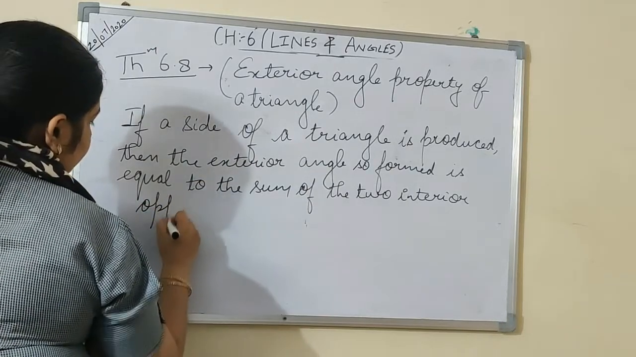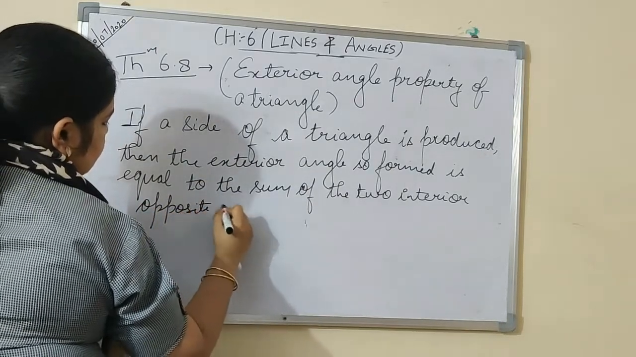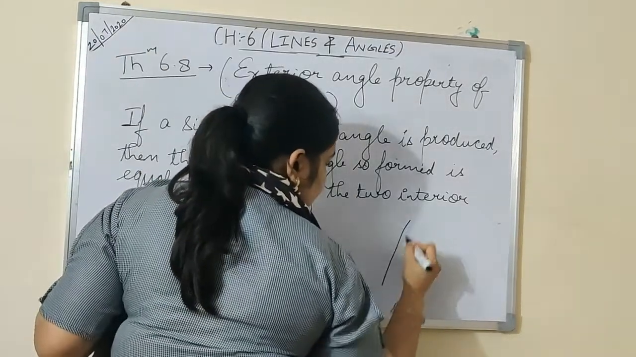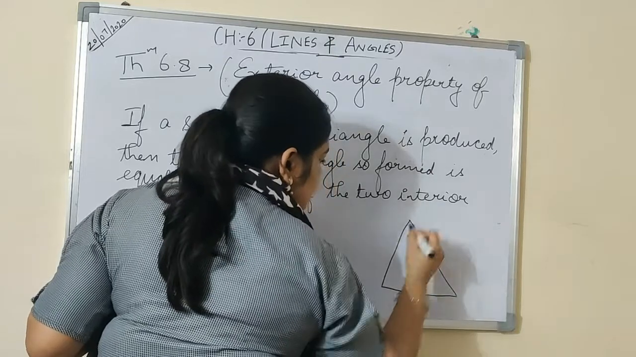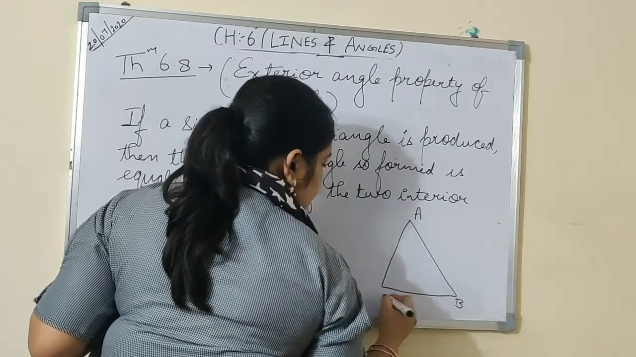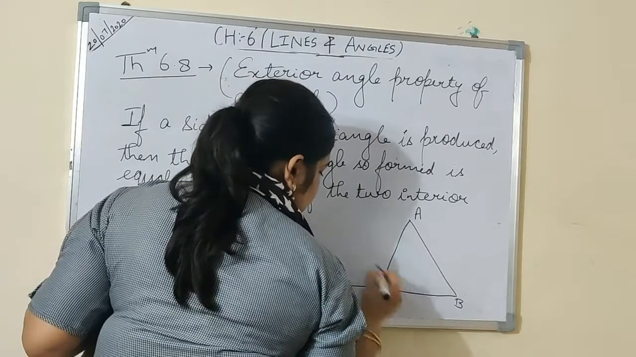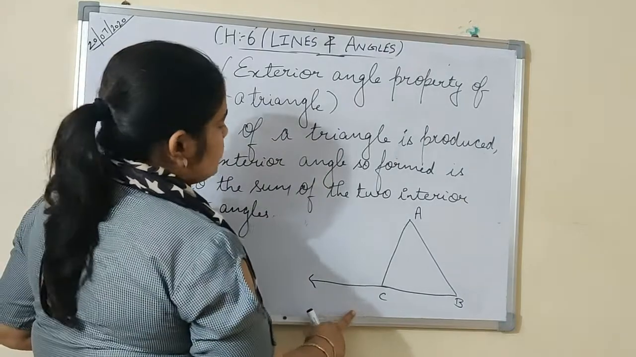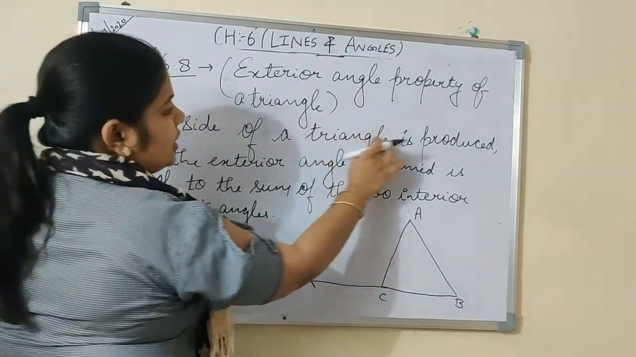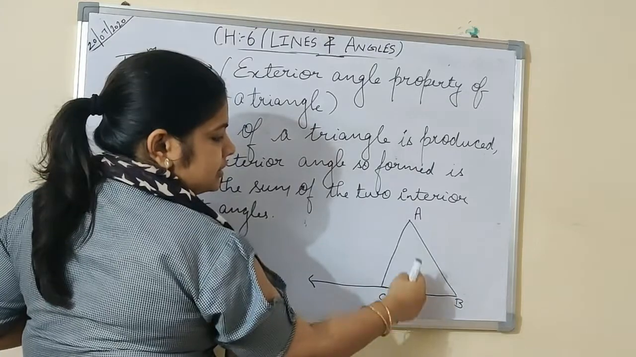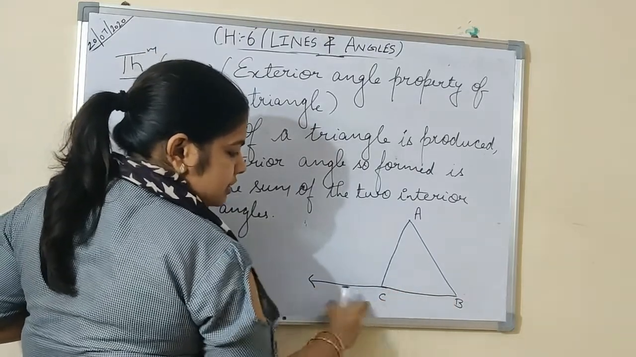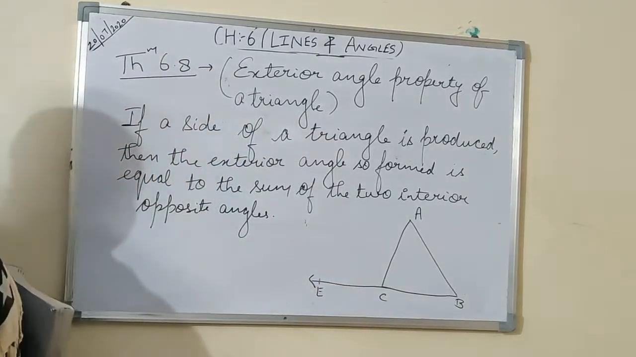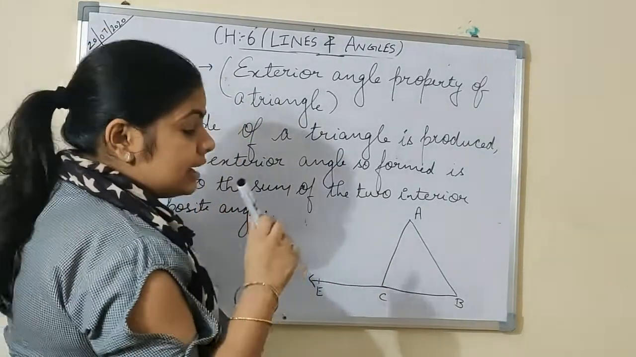Two interior opposite angles. Now, according to this statement, I am just drawing the figure first, and then with the help of this figure, I will be telling you what this theorem says. Now in this you can see that if a side of a triangle is produced, so I have taken first a triangle, then I have just produced this side of the triangle to a point E. Then the exterior angles are formed.